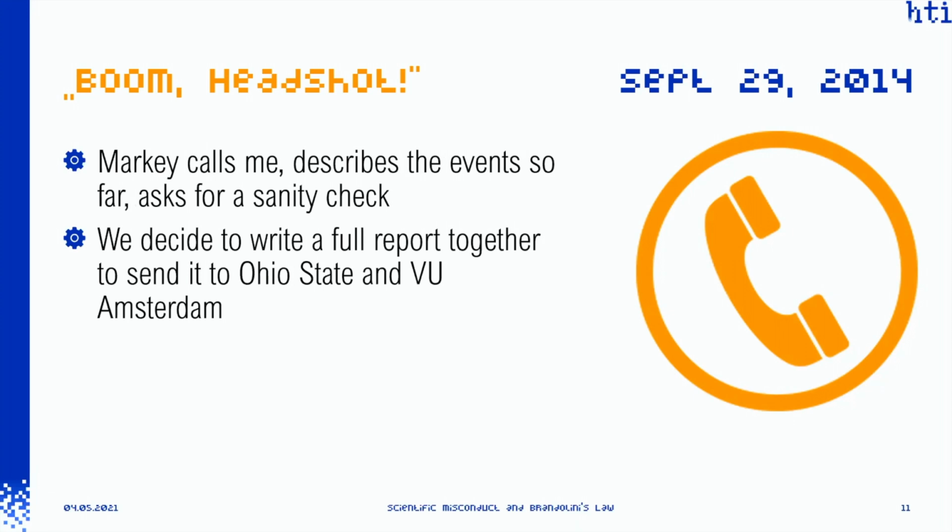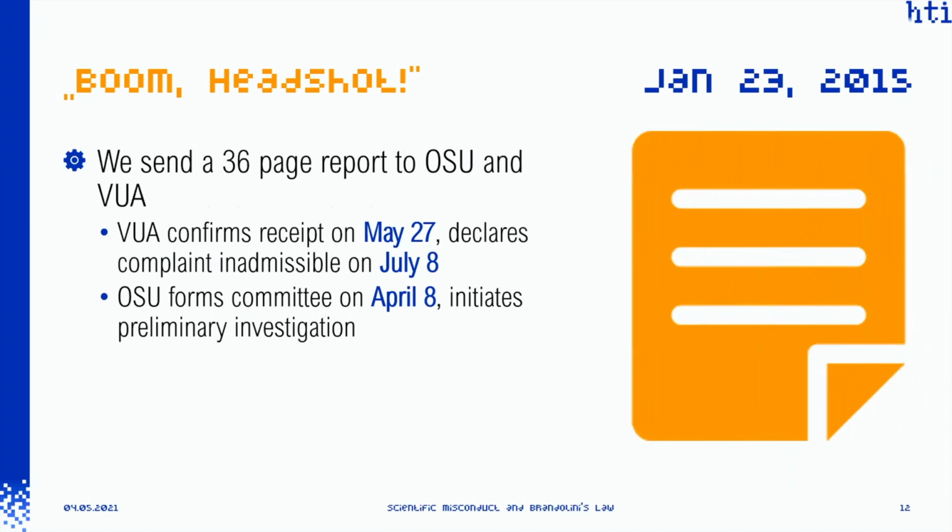And it does. So we decide to write a full report together and send it to the Ohio State University and the BU Amsterdam, which are the affiliations of the two authors of this paper. And so now we are in January 2015, and we send a 36-page report to those institutions. Amsterdam confirms the receipt 4 months later and declares the complaint inadmissible on July 8.